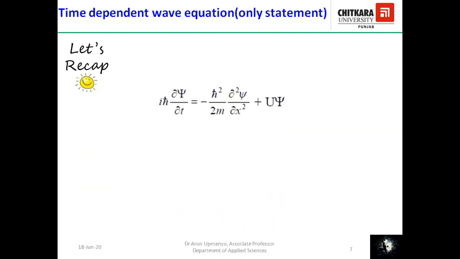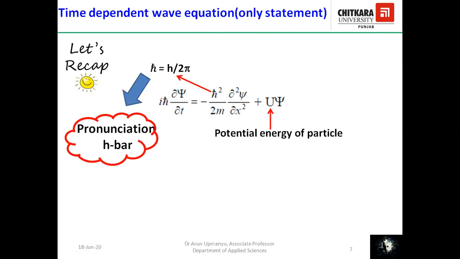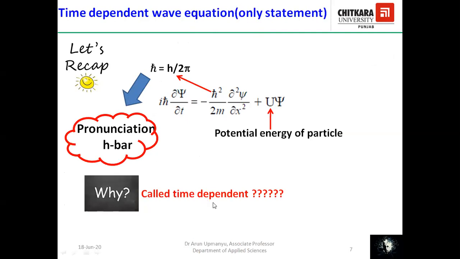Let us recap what is the time dependent wave equation. I am only taking the statement here, because this equation is not directly covered in your syllabus. So you already know this is called h bar, its pronunciation is h bar, and U is the potential energy of the particle. And why it is called time dependent, I have already explained, because in this case time is involved directly. Your potential energy is a function of time. That is why I have expressed this equation in time form also. On the left hand side, the wave function has a direct relationship with time.